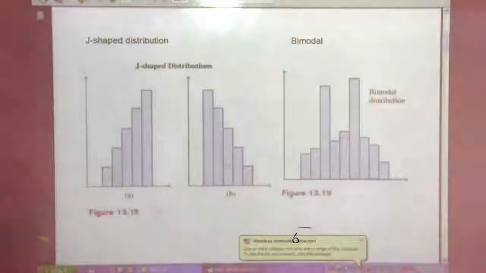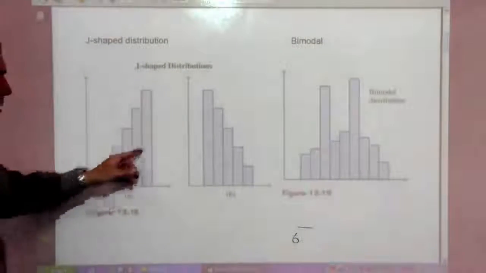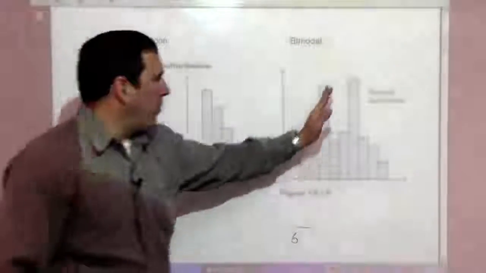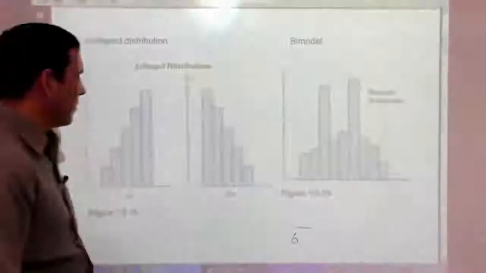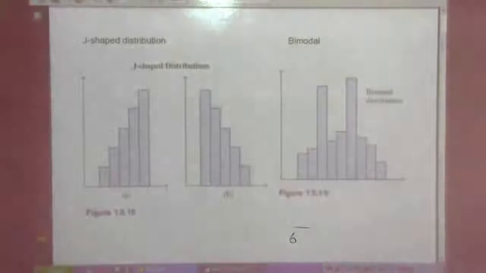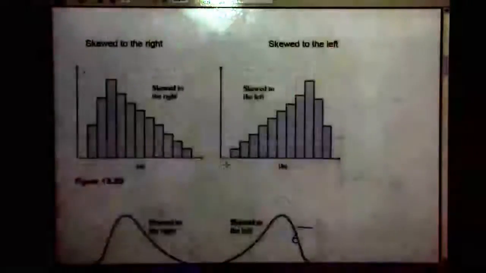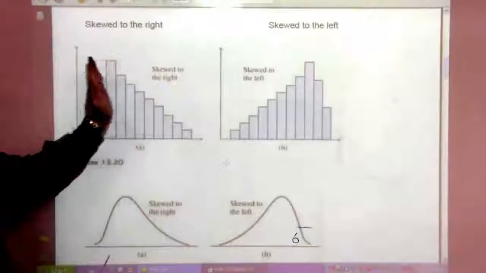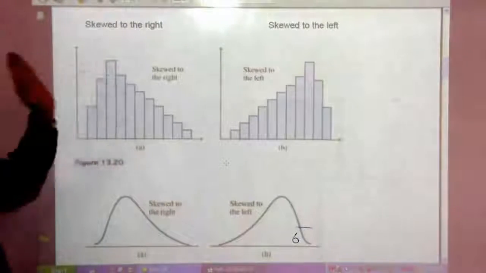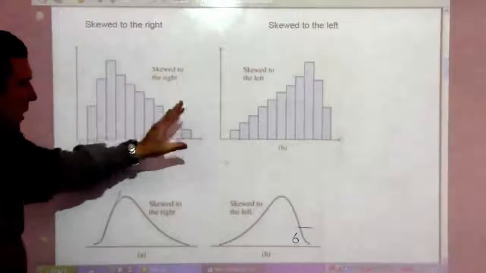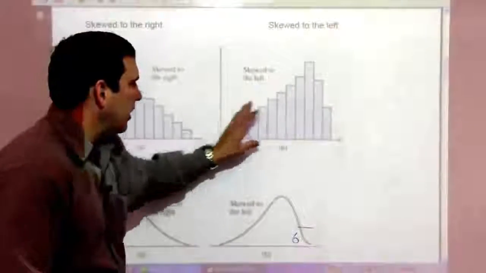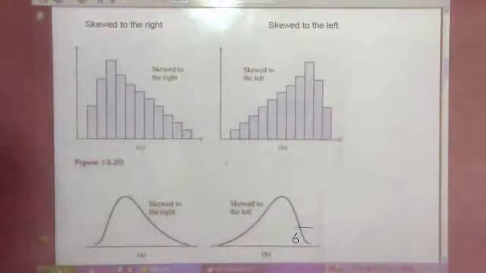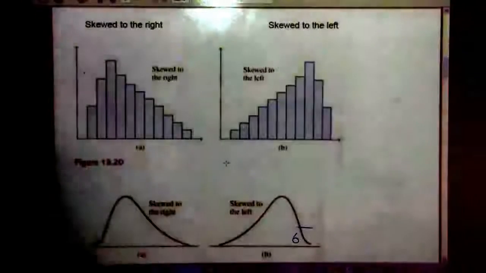The next is the J-shaped distribution. This is a J-shaped. This is bimodal, meaning you have two different peaks. We talked about that before, being bimodal. This next one is skewed to the right. Data's leaning towards this direction, or it's more spread out to the right. This is more spread out to the left. Skew to the right, skew to the left.